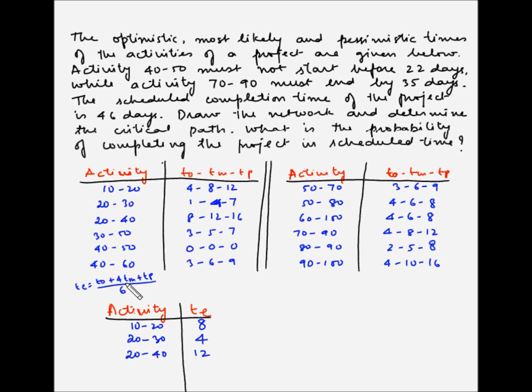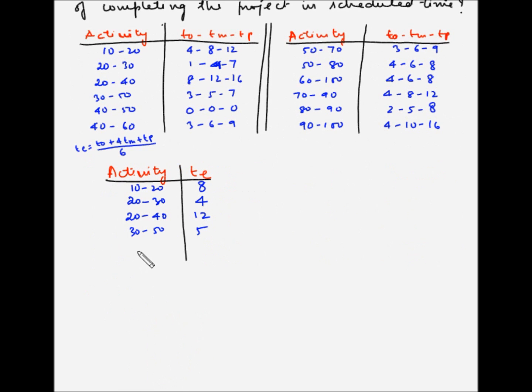Now for activity 30 to 50, 3 plus 4 times 5 plus 7 divided by 6. So 4 times 5 is 20, plus 3 is 23, plus 7 is 30, and 30 divided by 6 is 5. For 40 to 50, it will be 0 plus 0 plus 0 divided by 6, so it will be 0. For 40 to 60, it will be 3 plus 4 times 6 plus 9 divided by 6. So 4 times 6 is 24, plus 9 is 33, plus 3 is 36. 36 divided by 6 is 6. So this is 6.